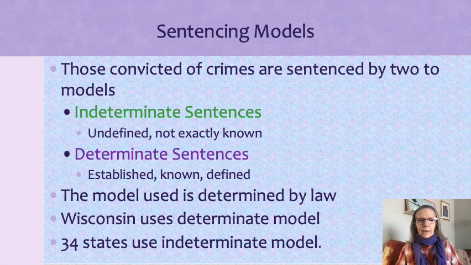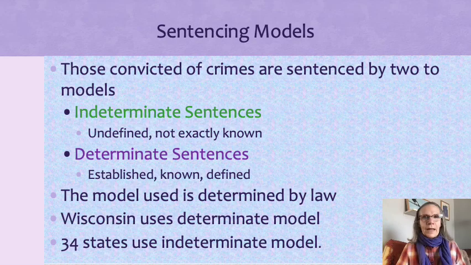Just thinking about it in general, the difference between an indeterminate sentencing model and a determinate sentencing model is whether or not the sentence is known and defined or whether it is undefined, okay? Think about if I asked you, hey, what are you doing this weekend? And you said, oh, I don't know, I might go see a movie or I might go see a concert. Well, then your plans for the weekend are indeterminate. They have not yet been decided or determined, okay? And so an indeterminate sentence is a sentence that's undefined. The sentence is not exactly known.